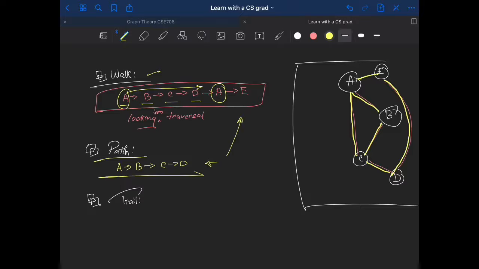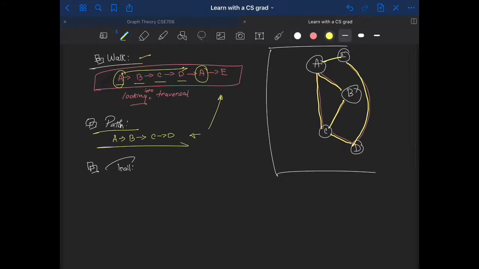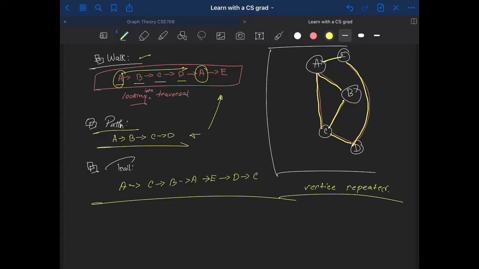So what is our traversal here? Because path is a different term here. Anyway, we went from A to C, C to B, B to A again, A to E, E to D, D to C. See here, in trails we do have vertices that are repeated. However, we do not have edges that could be repeated.